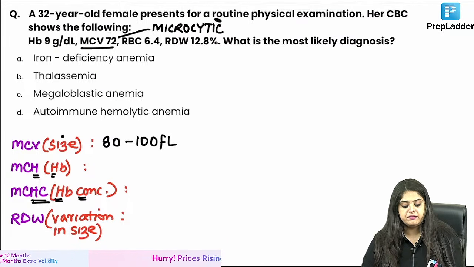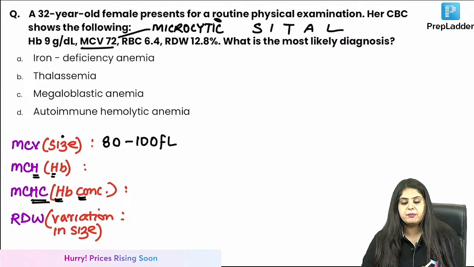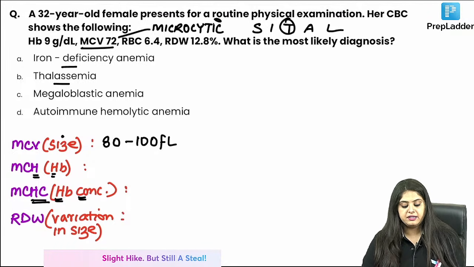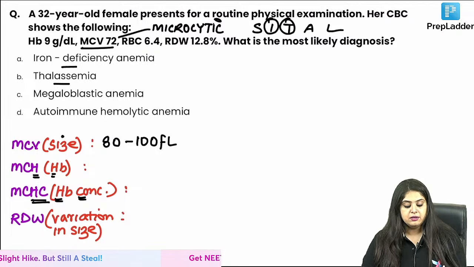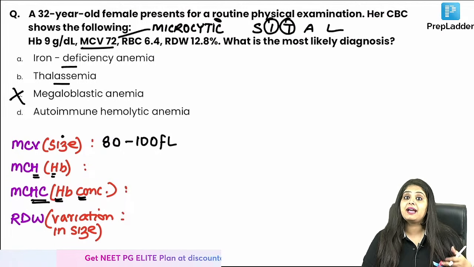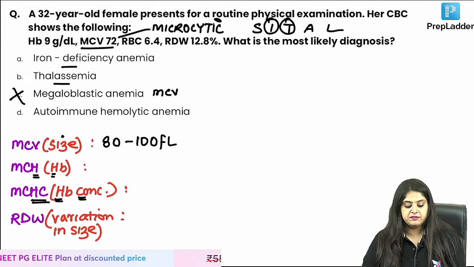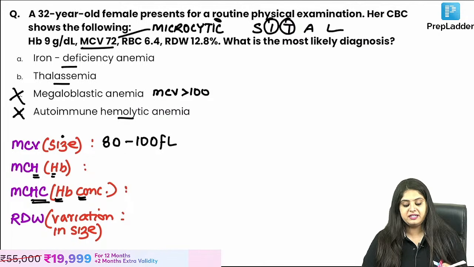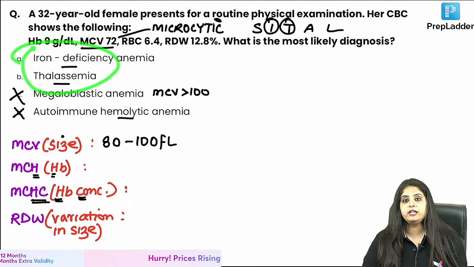And we will study a mnemonic called SICKLE for microcytic anemia, which tells me that thalassemia comes under it, iron deficiency anemia comes under it. Megaloblastic is the other way around, macrocytic anemia. Over here the MCV will be above 100, and autoimmune hemolytic anemia is a hemolytic anemia. So my confusion is only between two options.